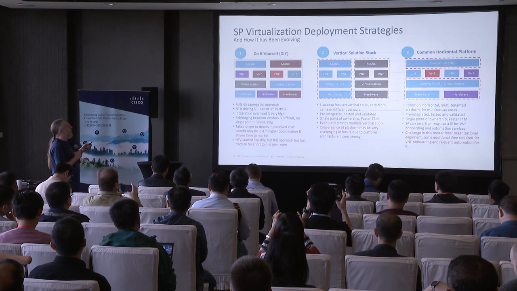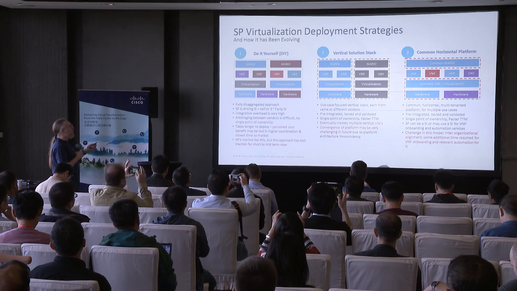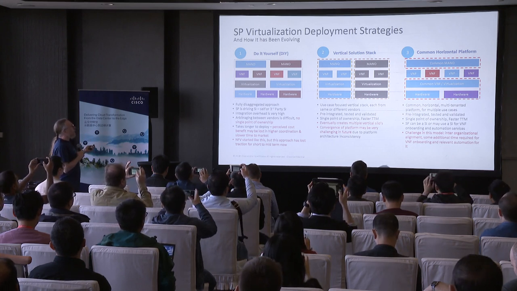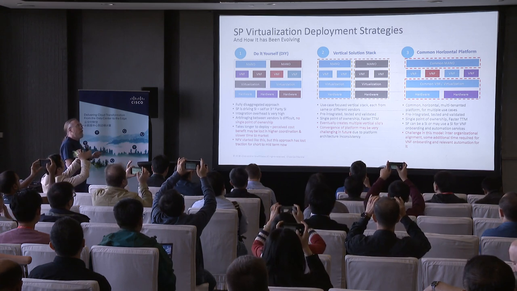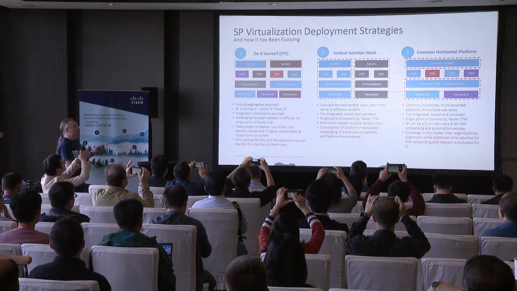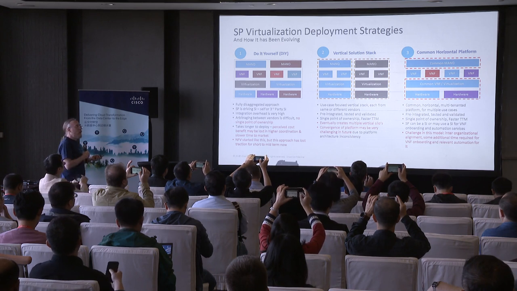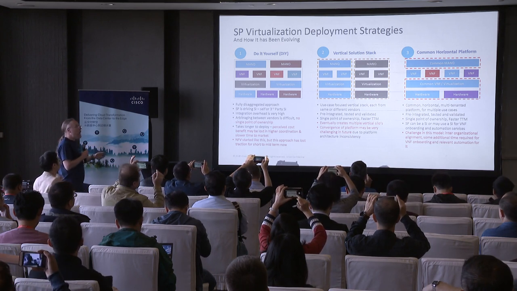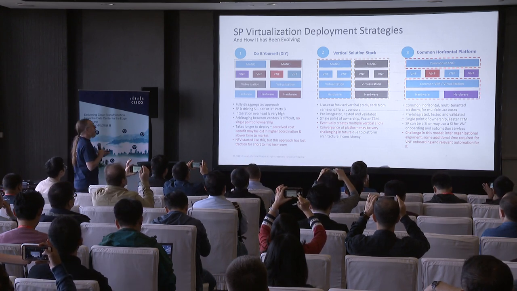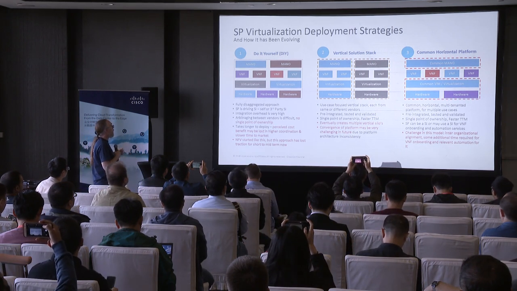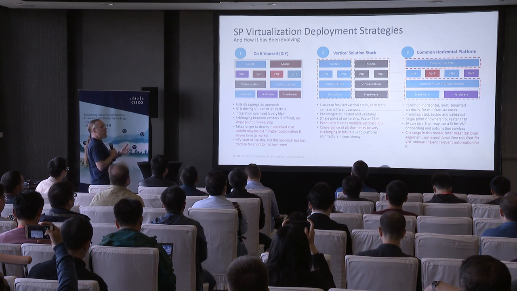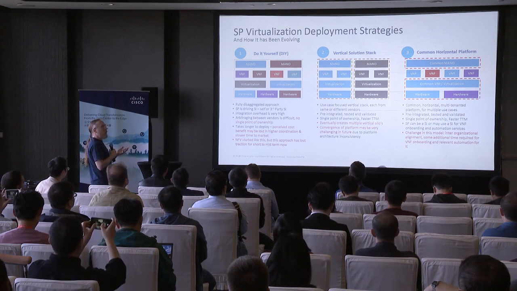The deployment strategies here we've drawn up, we've seen all three of these. Number one is where people were hoping this would go in the early days, basically mix and match. You would pull different components from the best vendor for the task, the cheapest hardware, a virtualization stack that suited you, or maybe multiple virtualization stacks because they had different strengths and weaknesses. And then VNFs from whoever and orchestration from whoever as well.